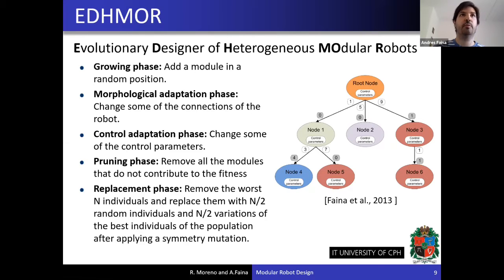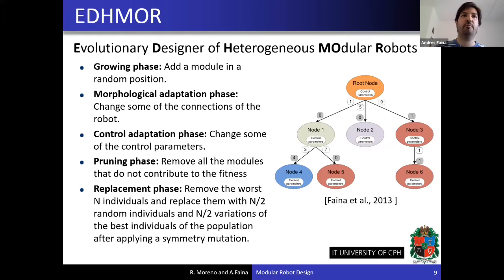Then this algorithm makes a population of random controllers and morphologies, and goes through a series of phases. First we have a growing phase where we attach modules in different random positions. Then a morphological adaptation phase, where we change some of the connections of the robot, trying to adapt to the new module that we have added before. Then a control adaptation phase, where we change some of the control parameters in order to adapt to the new morphology. And then we test: are we doing something which is nice or improves the fitness or not? And we have a pruning phase, where we remove all the modules that do not contribute to the fitness.